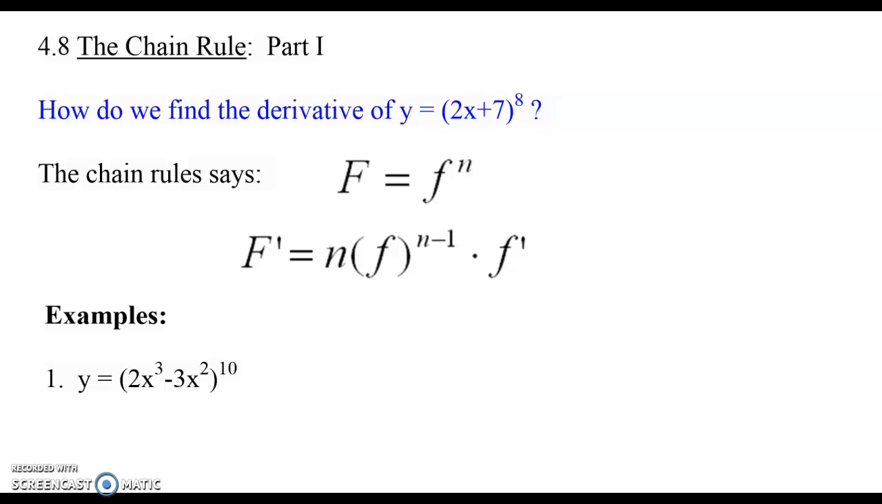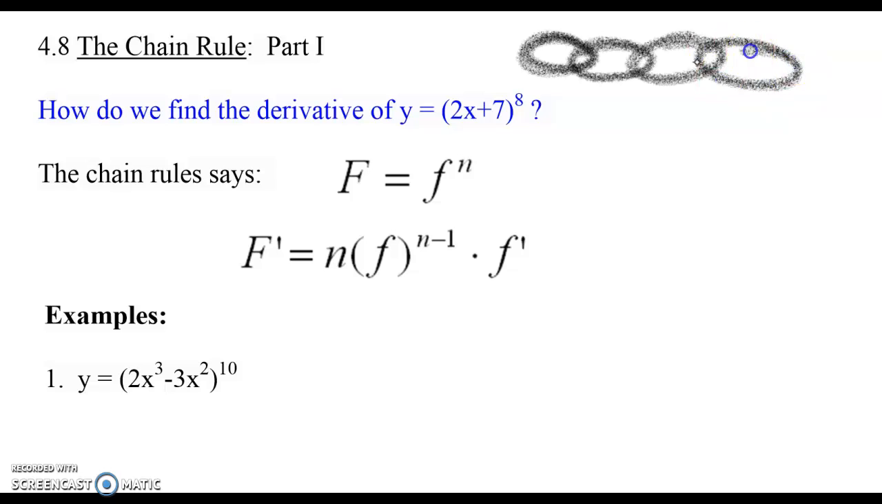We have now learned the elementary differentiation rule. We've learned the product rule and the quotient rule for differentiating functions. And now we're going to learn the chain rule. You can think of this rule as like links of a chain, where we do one step and then the next step and then the next step, etc. At least that's where my brain goes.